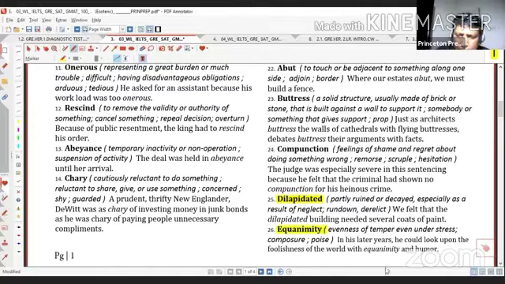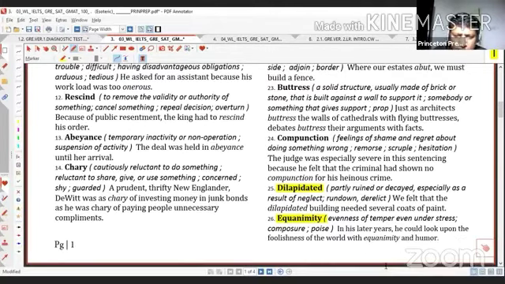Equanimity হচ্ছে যেটা একটা ব্যালেন্স দেয়, ব্যালেন্স, equal. তাহলে evenness of temper, even under stress, composure, poise. In his later years, he looked upon the foolishness of the world with equanimity and humor.